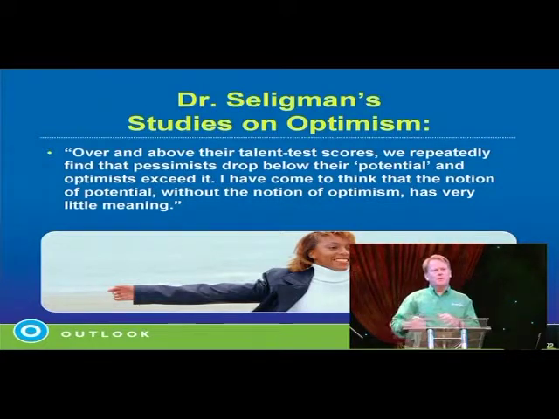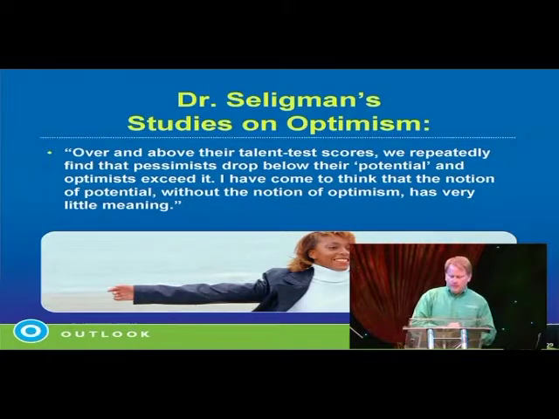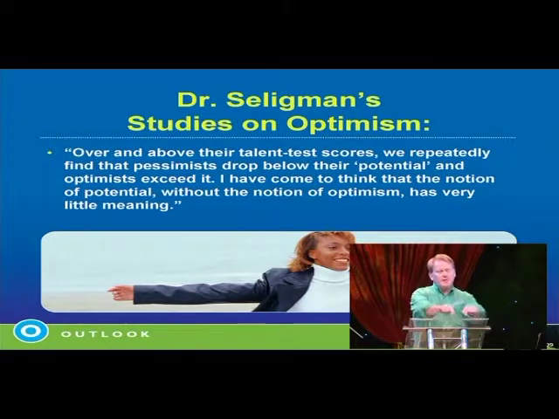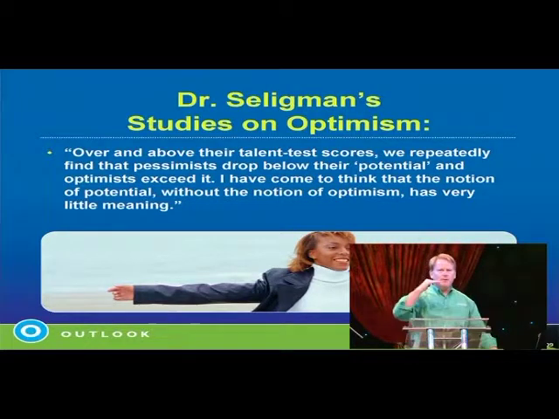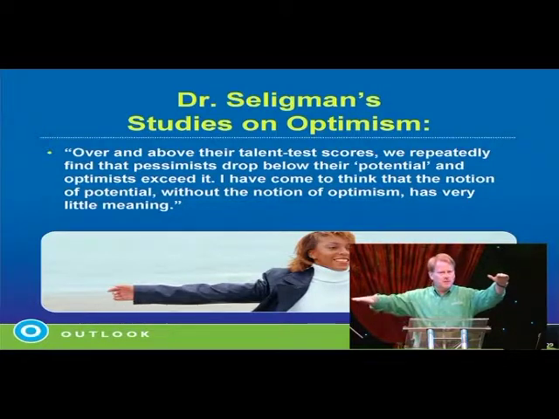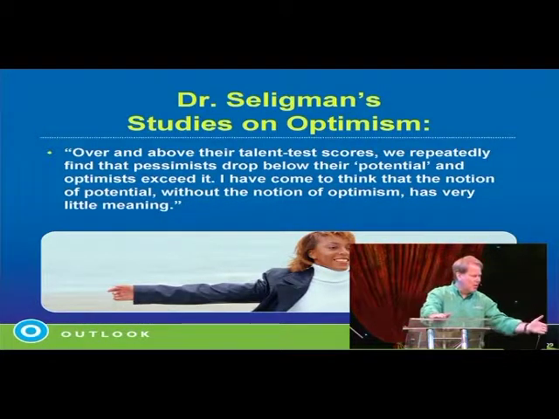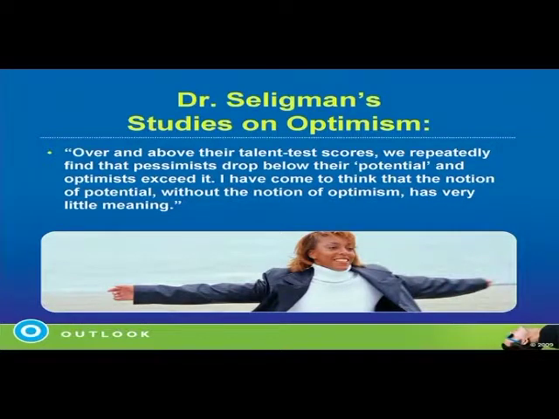You took a kid maybe who was a C average in high school, who maybe people wondered, even his own family, if he was really going to get his act together and make it through college. If that kid had an optimistic attitude in college, despite his skill level being way down, something in his attitude compensated, and he far exceeded what he should have been able to accomplish with his skills. So Seligman has written, over and above their talent test scores, we repeatedly find that pessimists drop below their potential and optimists exceed it. I have come to think that the notion of potential without the notion of optimism has very little meaning.